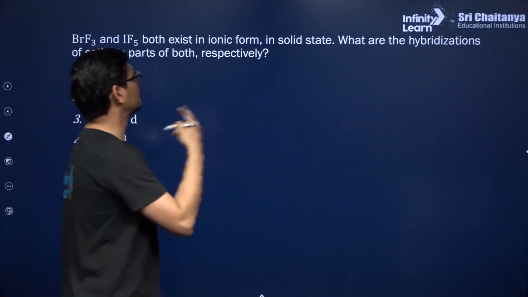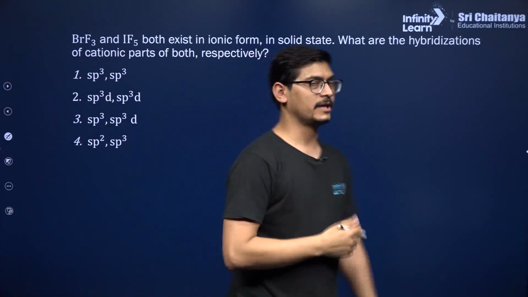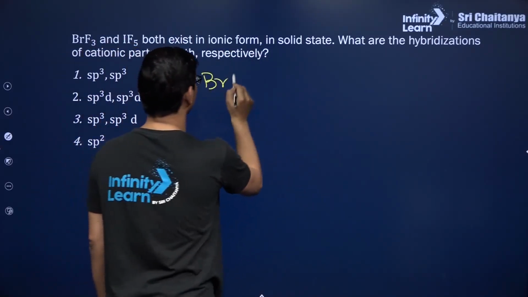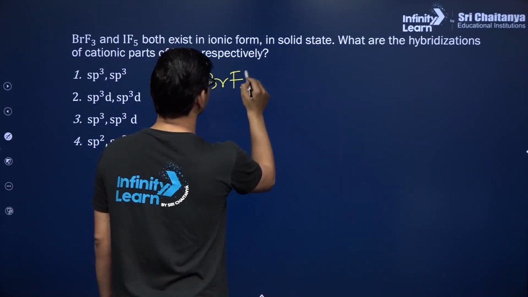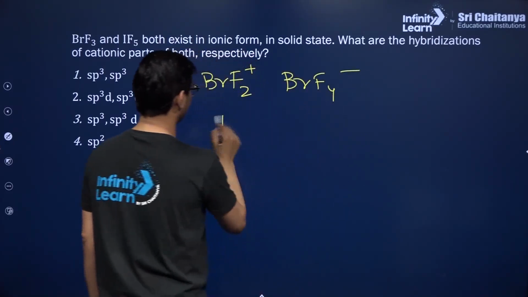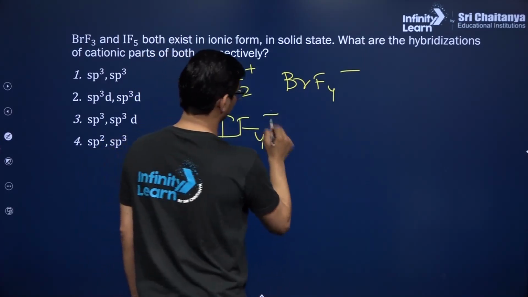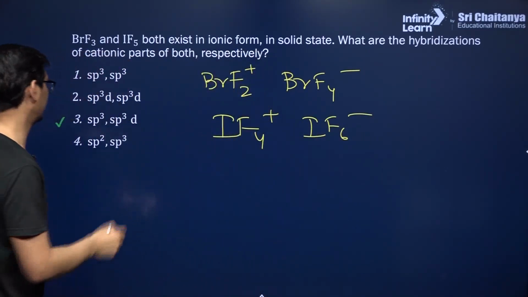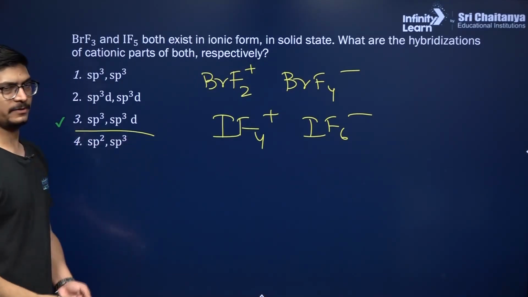BrF3 and IF5 both exist in ionic form in solid state. What are the hybridizations? What happens, guys, is that BrF3 in solid form actually exists as BrF2+ and BrF4-. Similarly for iodine, IF4+ and IF6-. So you can calculate the hybridization. They will come out to be either sp3 or sp3d.